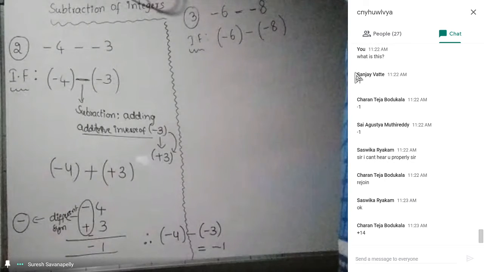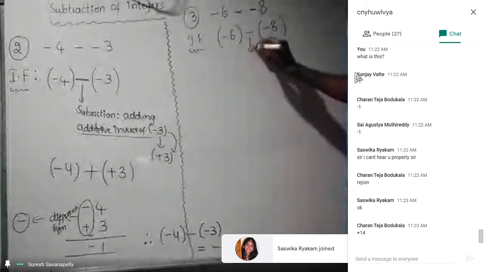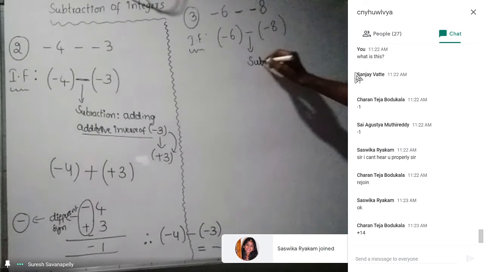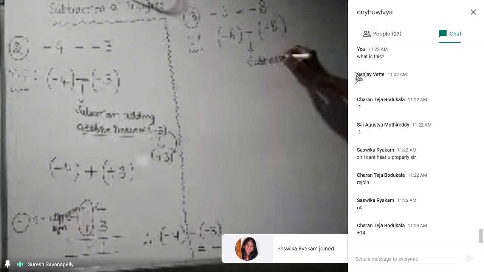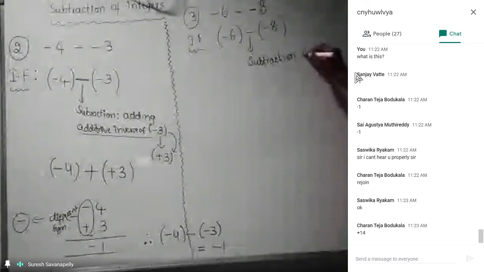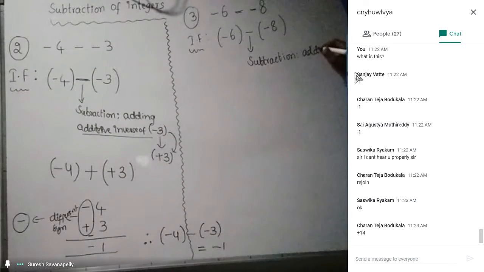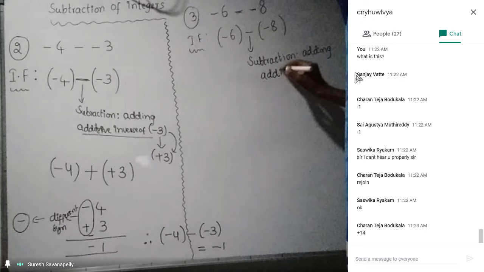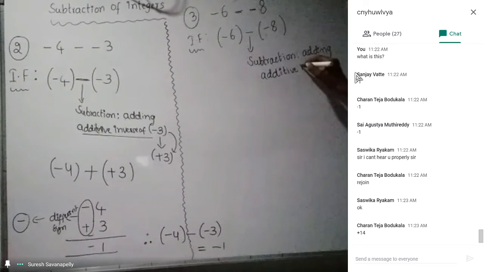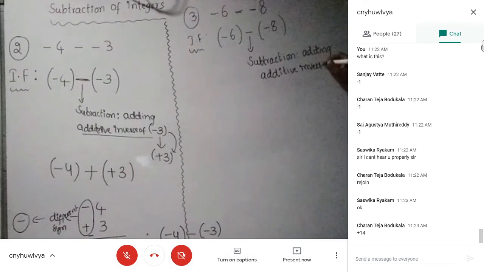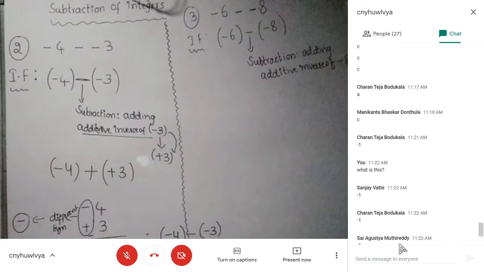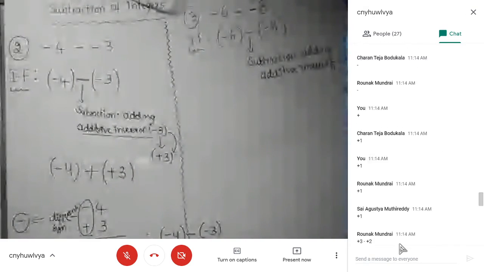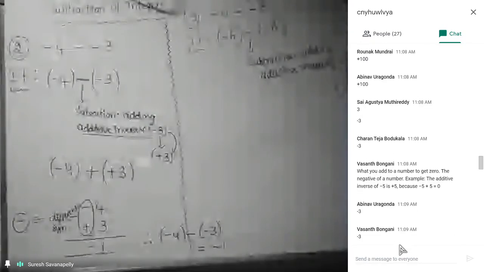Okay, right. Next what? This is subtraction. Subtraction means what? Adding the additive inverse. Adding the additive inverse of minus 8. Minus 8's additive inverse is what? Plus 8. So plus 8 we need to add here.